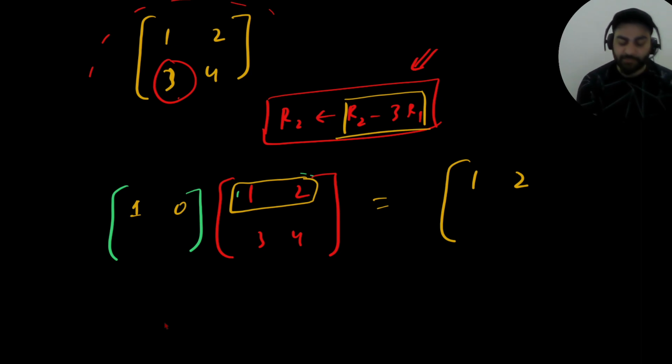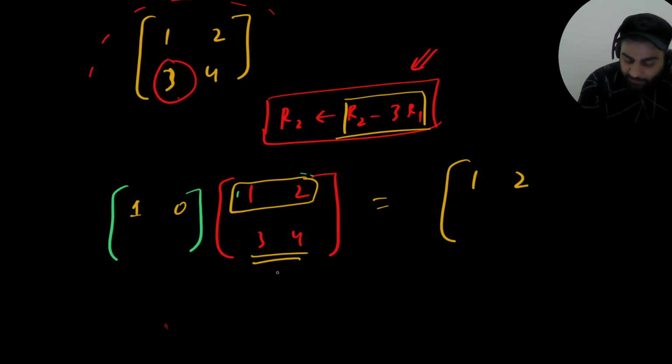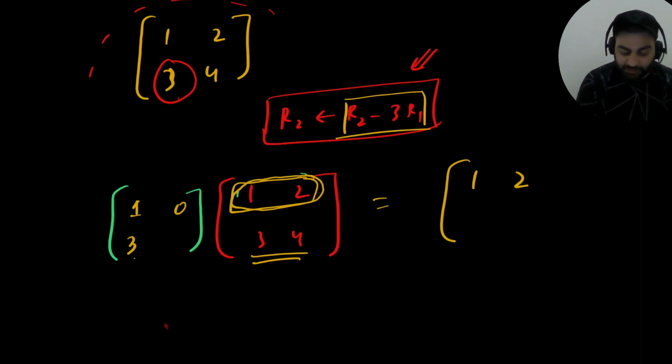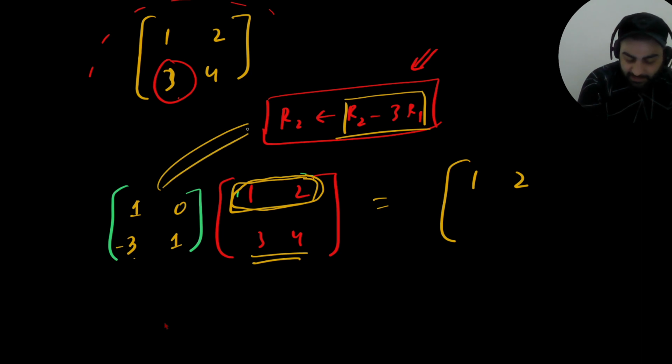So how can I represent this in matrix form? R2 should get subtracted by 3 times R1. First I'll multiply 3 with R1, so I'll put 3 here, so R1 gets multiplied by 3. Then I'll subtract this 3, so it should be minus 3. I'll subtract it from that, and then I'll write R2 as it is. This matrix is the representation of this. We call this an elementary matrix.